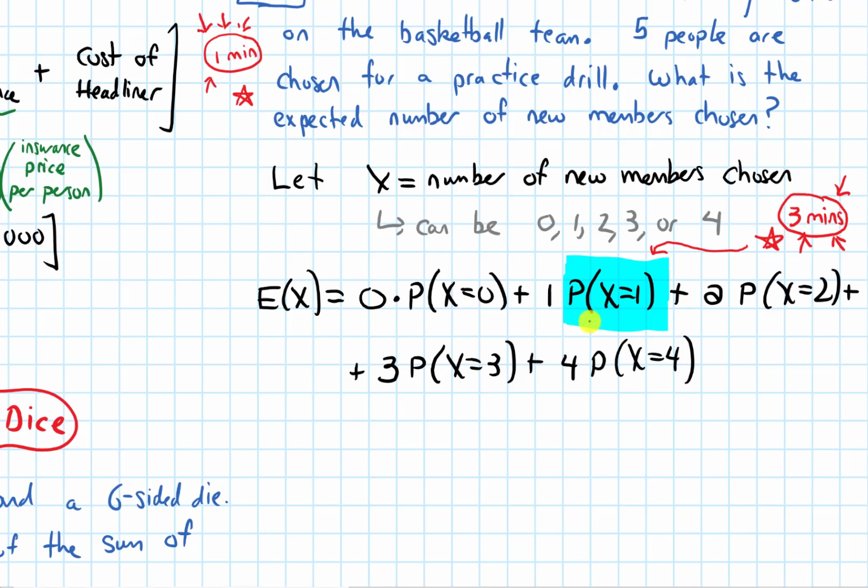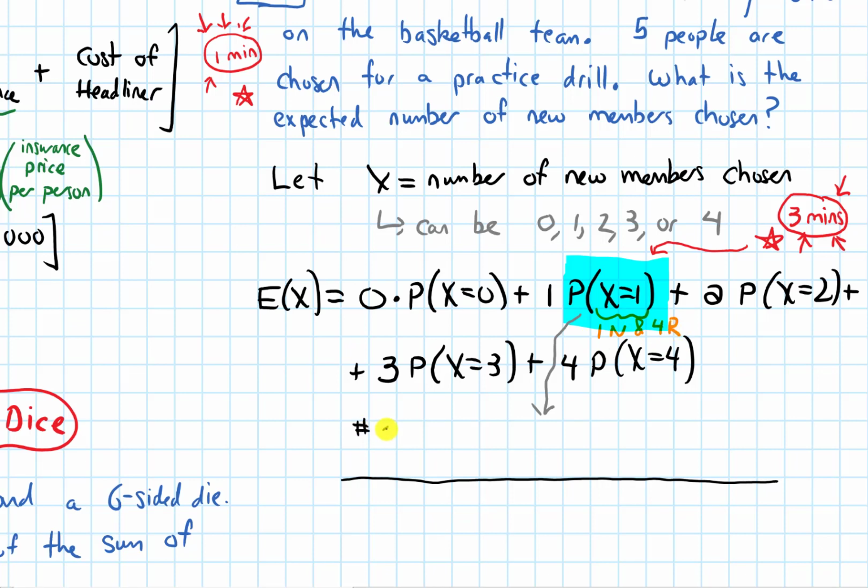Alrighty, so hopefully you did that. Hopefully you paused it and tried to work out that probability. So I'm going to start to work it out below. If I want the probability that x is 1, that means we have 1 new member and 4 returning members who are going to be chosen. So when I set up my fraction for probability, I'm going to set up a big old fraction here. On the top, I'm going to need to find the number of ways I could pick 1 new person and the number of ways I can pick these 4 returners.